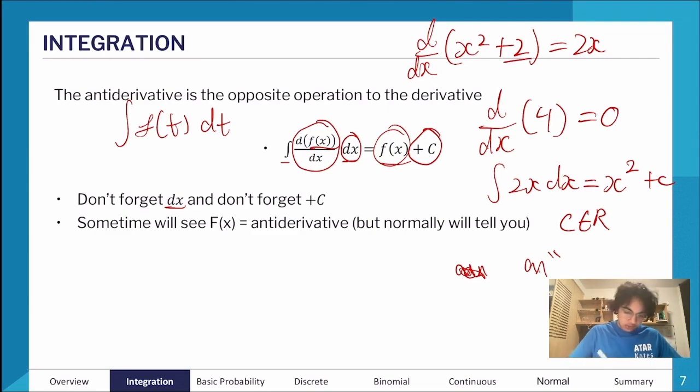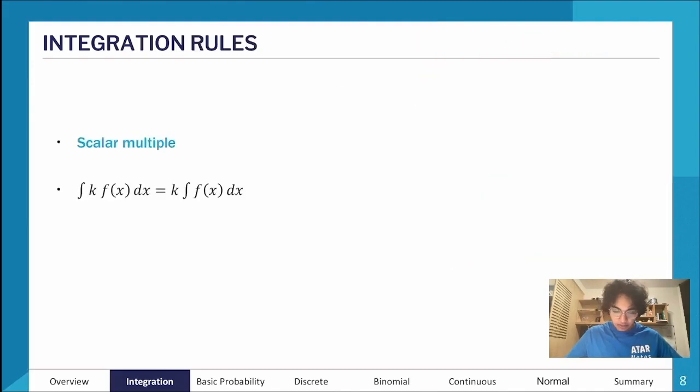In some questions, you'll see that the antiderivative is represented by a capital F of x, and that generally refers to the original function, or the function that's being anti-derived. Usually, the question will just tell you because they don't want to confuse you with random stuff like that. Cool. Let's go through some integration rules, and then maybe we'll have a crack at doing a practice question.